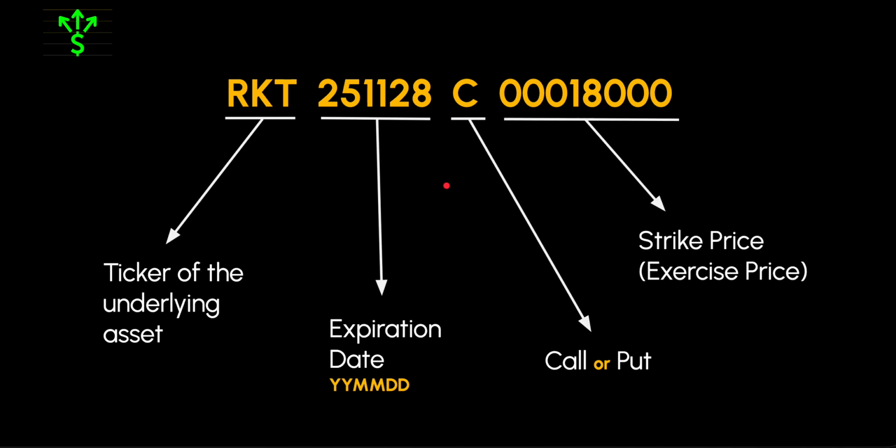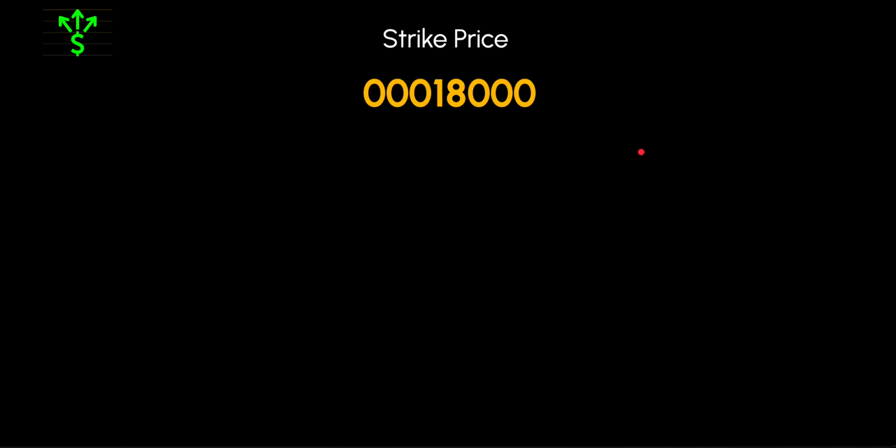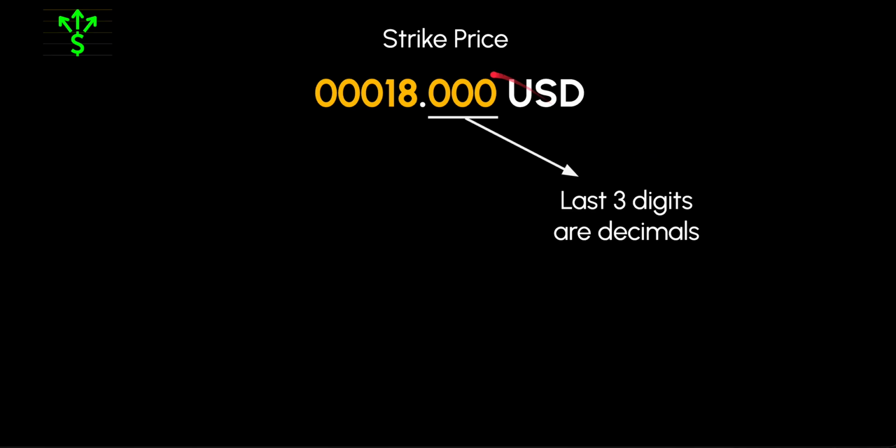And the last part is representing the strike price, which some people also call the exercising price. It is quite long, and you need to remember one more thing to be able to read it in the right way. Let's focus on the strike price now. This is our strike price as it is given in the option symbol. But the last 3 digits are always the decimals.